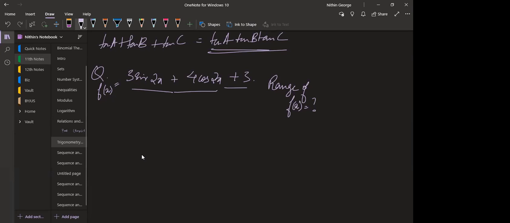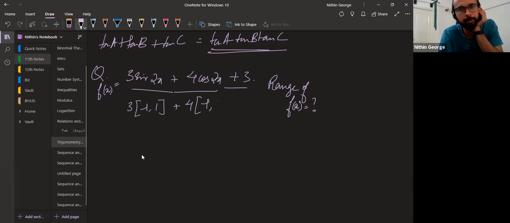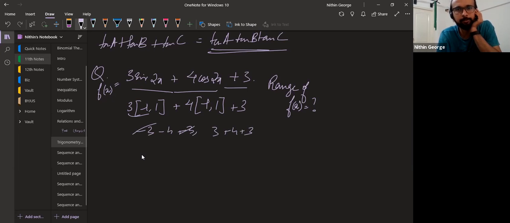Range of sine is minimum minus 1, maximum plus 1. So cos also will be minus 1 to 1 and then plus 3. So the minimum will be minus 3, minus 4, plus 3, which is minus 4. Maximum will be 3, 4, 3, which is 10. So that's how we got minus 4 to 10.